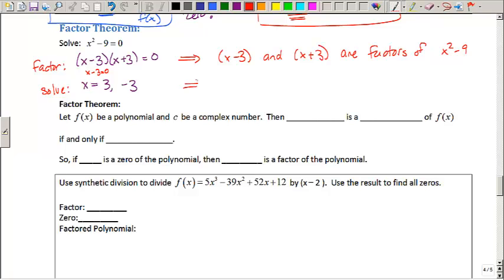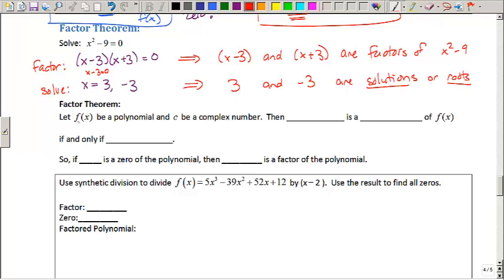I can also say that 3 and negative 3 are solutions. Or another way of writing that, we could say roots of the equation. Or if we were using function notation, it could be a 0 of the polynomial f of x equals x squared minus 9. Because roots, solutions, and zeros are all very similar. So let's look at the factor theorem. The factor theorem is basically telling you what the factors are versus what the zeros or solutions are.